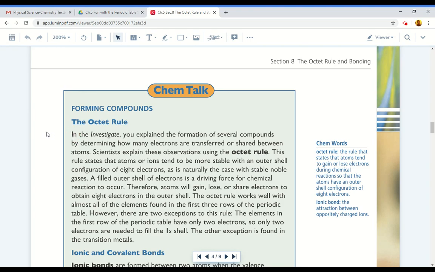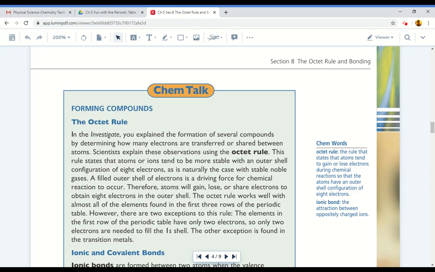In the Investigate, you explained the formation of several compounds by determining how many electrons are transferred or shared between atoms. Scientists explain these observations using the octet rule. This rule states that atoms or ions tend to be more stable with an outer shell configuration of 8 electrons, as is naturally the case with stable noble gases. A filled outer shell of electrons is a driving force for chemical reaction to occur. Therefore, atoms will gain, lose, or share electrons to obtain 8 electrons in the outer shell.